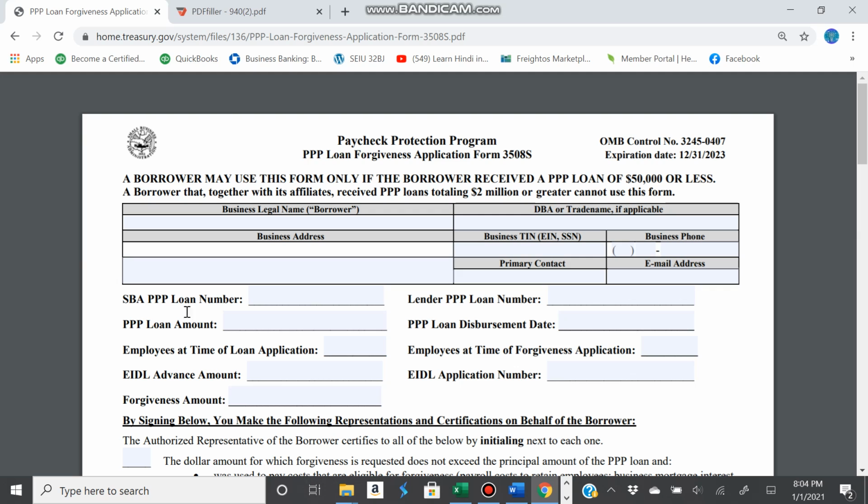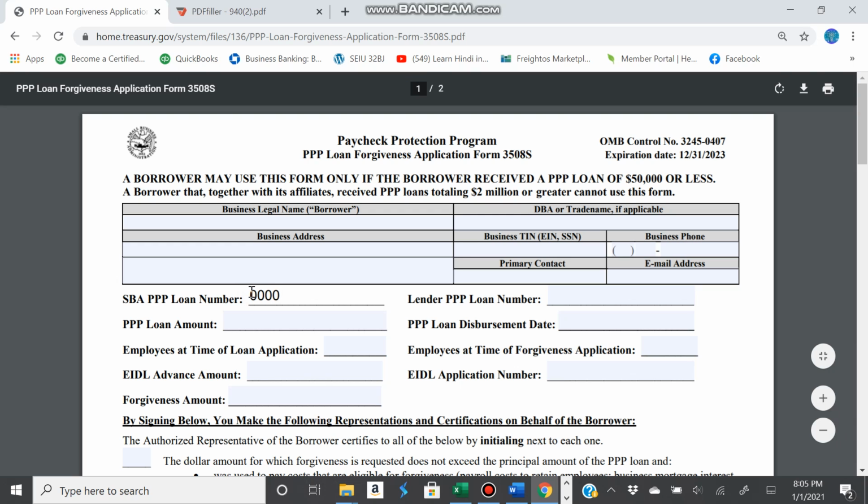The SBA PPP loan number, that's a number assigned by the PPP at the time of loan approval. So you need to check your document to know what's the number. Don't enter a wrong number here, guys. Check your approval paper for the SBA PPP loan number and you enter it here. Let us say our number is 0.